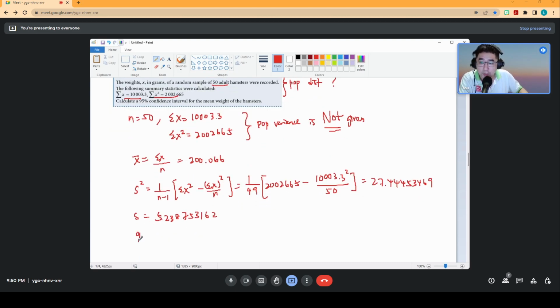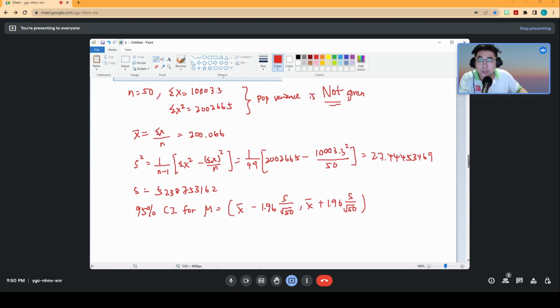Now I want to calculate the 95% CI for mu. So I use bar x minus 1.96 S over square root 50, comma, bar x plus 1.96 S over square root 50. So I have all the information, I just plug in accordingly. 200.066 plus or minus 1.96 times S, which is 5.238753162, over square root 50.